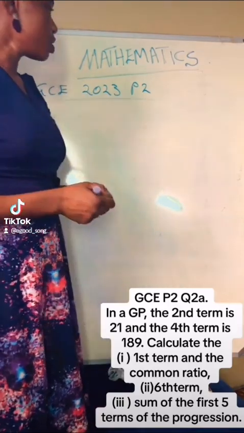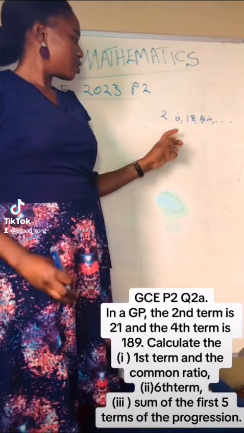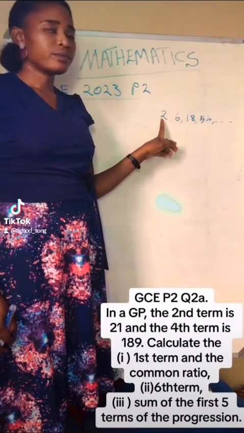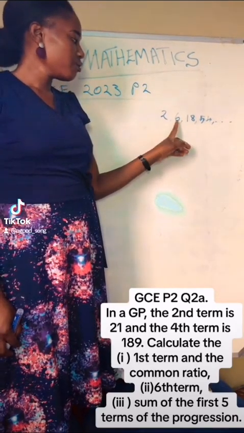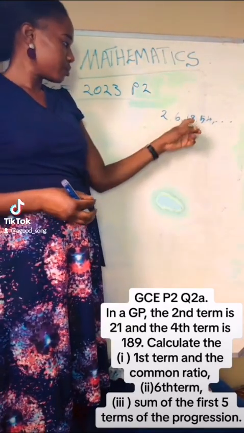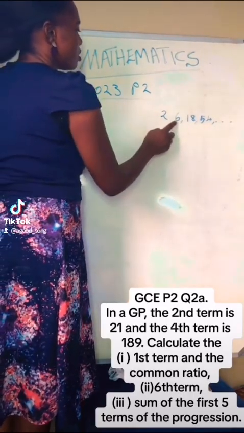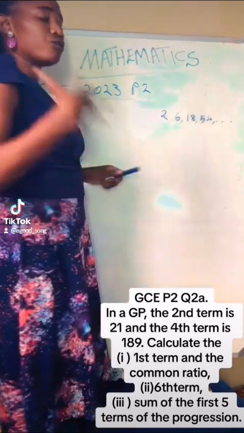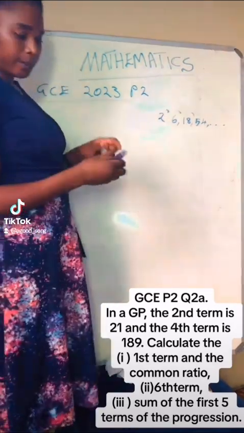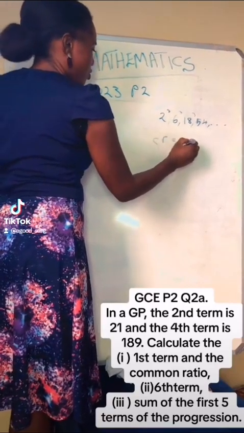So a GP is a sequence that is like this one. You see that for you to get the next number, you have to multiply 2 with a certain number. For you to get 18, you have to multiply 6 with a certain number. For us to know the number that we are multiplying with, you can divide 6 by 2, 18 by 6, 54 by 18. You find that the number that we are multiplying with is the same, r. So in this sequence, the common ratio is 3.